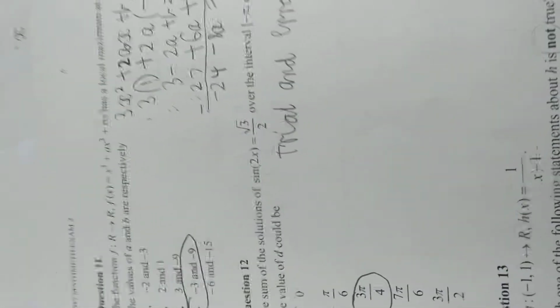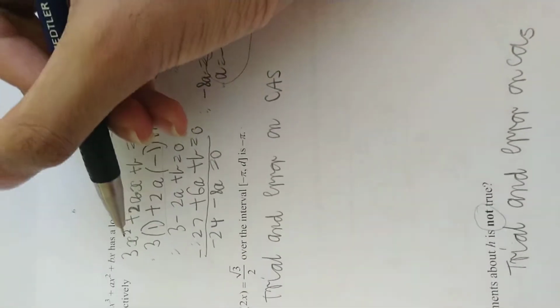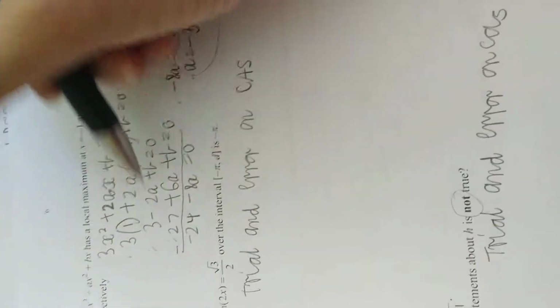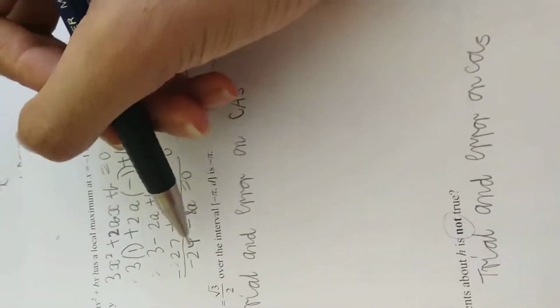Okay, question 11. The function with rule f(x) equals x cubed plus ax squared plus bx has a local maximum at x equals -1 and a local minimum at x equals 3. So find a and b. So the derivative is equal to 0 at x equals -1 and 3. So -1 squared is 1, sub it in, simplifies to that. And then when x equals 3, 3 squared is 9, then it simplifies to that.